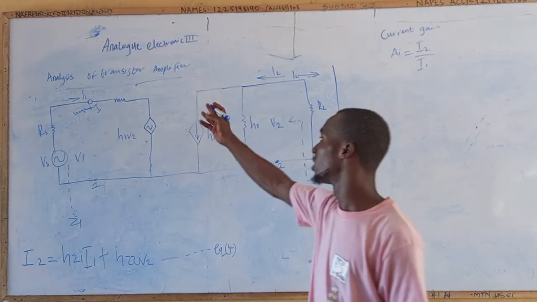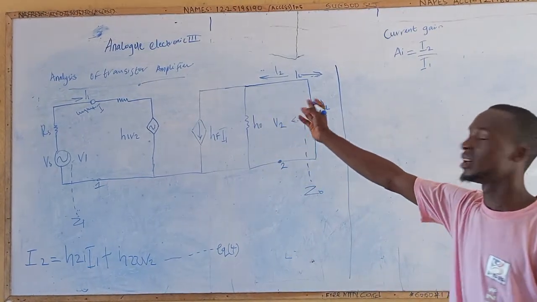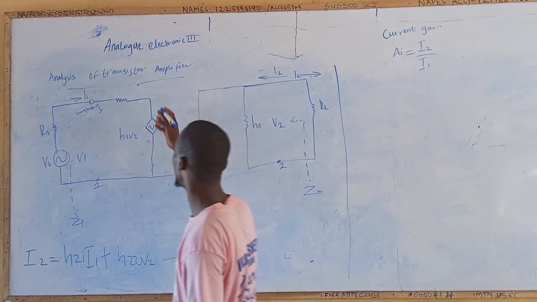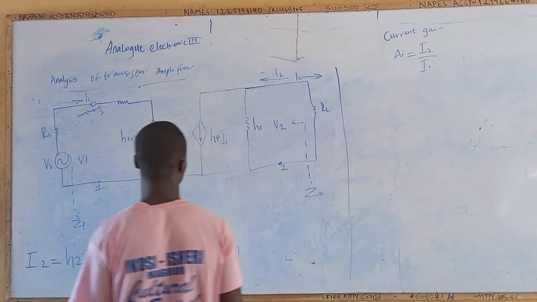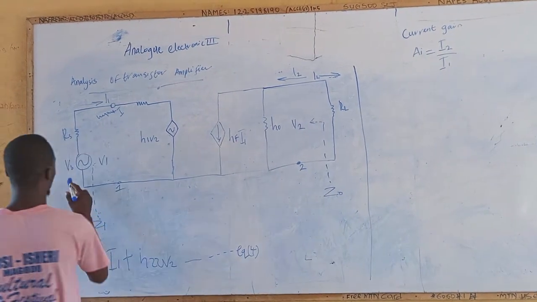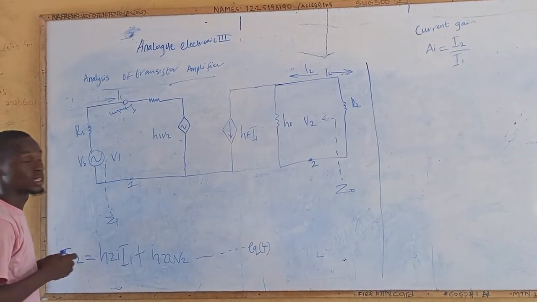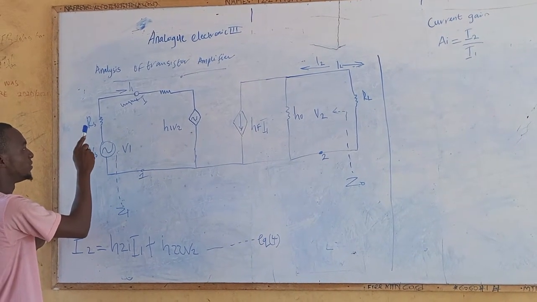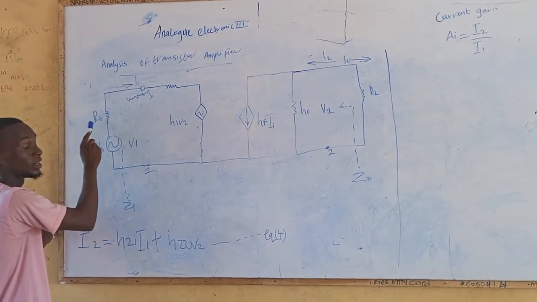Today, we want to look at analog electronics and the analysis of a transistor amplifier. So this is our circuit. Here we have the source voltage, that is Vx, and we have the supply resistor, that is Rx.